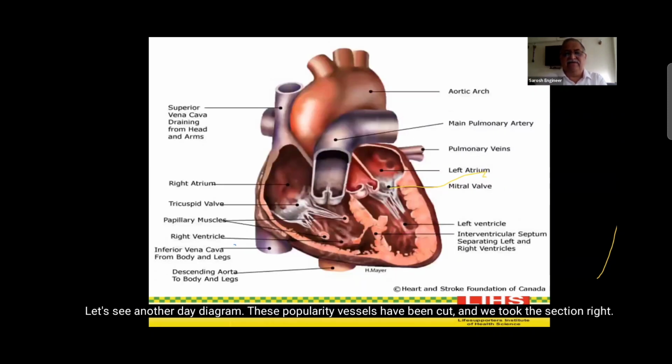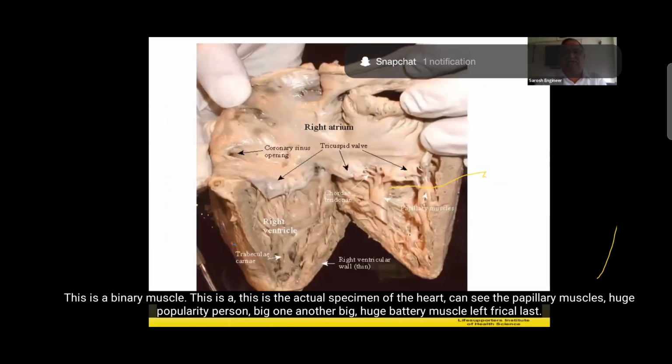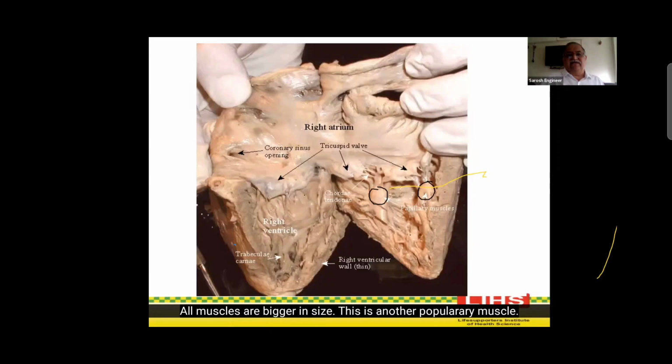Let's see in another diagram. These papillary muscles have been cut when we took the section, right? This is a papillary muscle. This is a papillary muscle. This is the actual specimen of the heart. You can see the papillary muscles. A huge papillary muscle, a big one. Another big, huge papillary muscle. In the left ventricle, all muscles are bigger in size. This is another papillary muscle. This is a papillary muscle.